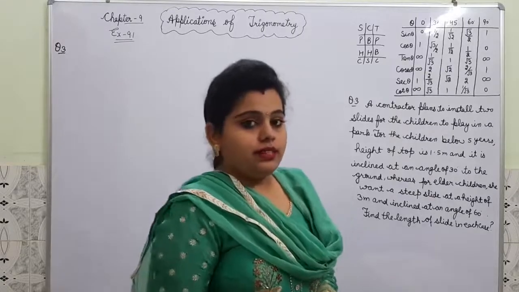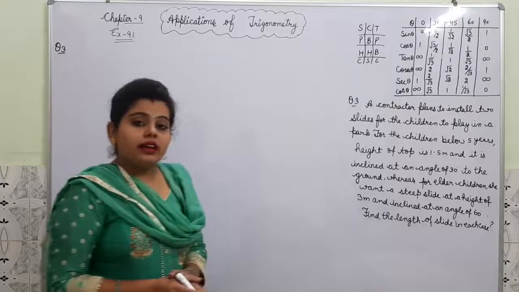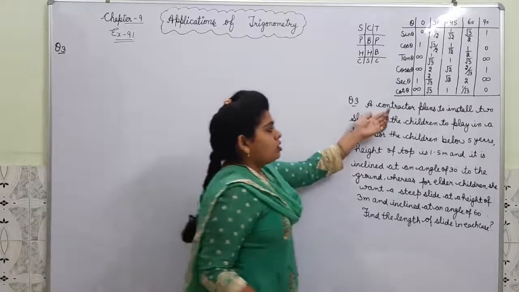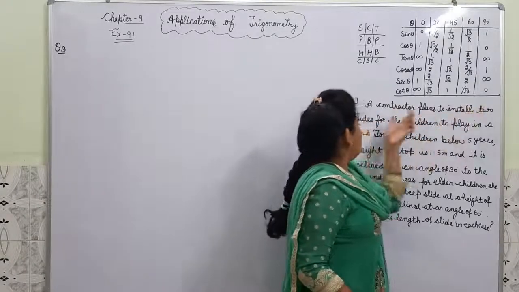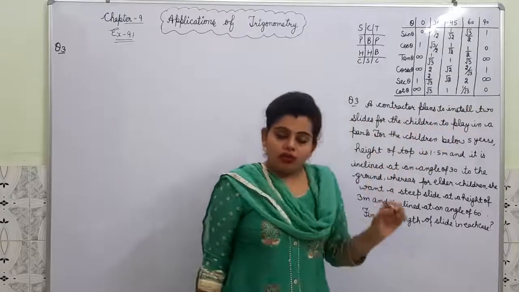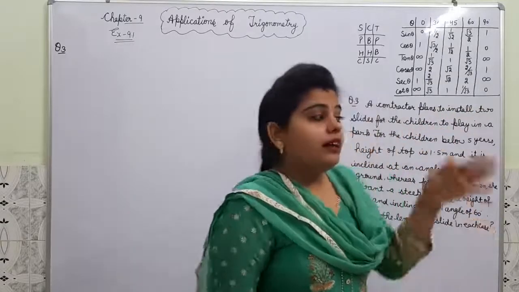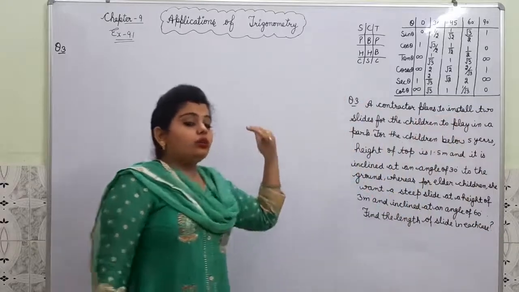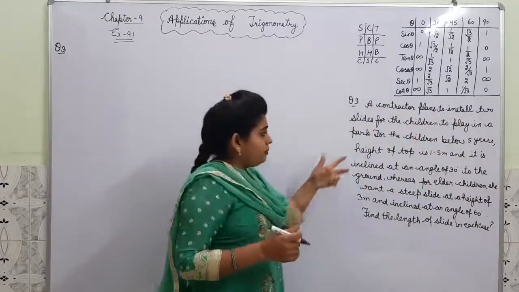portion of this exercise. What is given in this question? A contractor plans to install two slides for the children to play in a park.